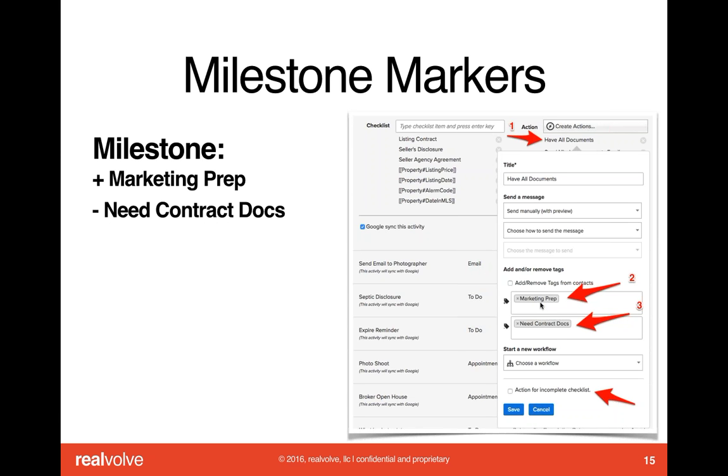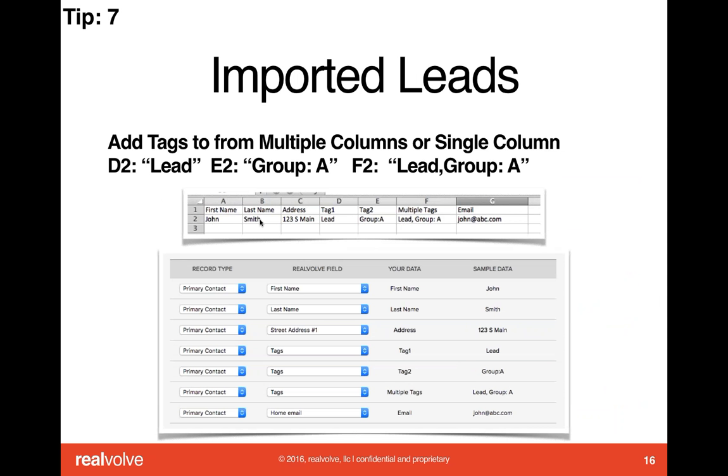So anytime I wanted to do a filter of any of my properties that were dealing with marketing prep, I can find them easily. So that's just a great way of identifying the milestones of either workflows, which was tip number 6, I think, and then this one, tip number 6, where you're able to do the milestone based off of the action being run. So hope that makes sense.